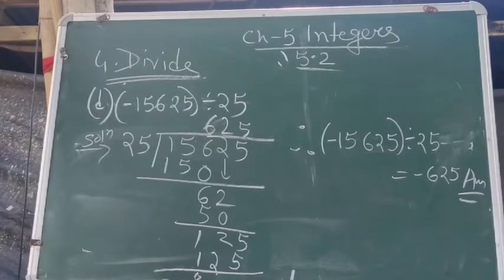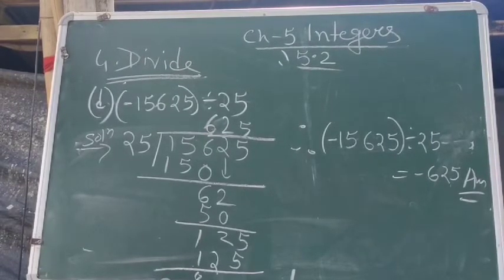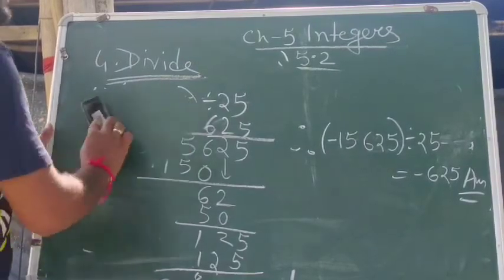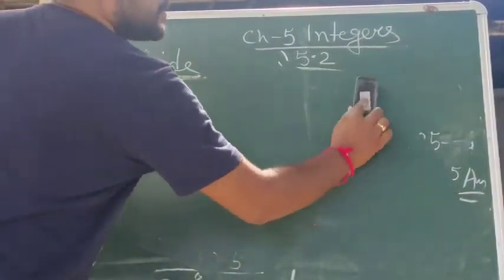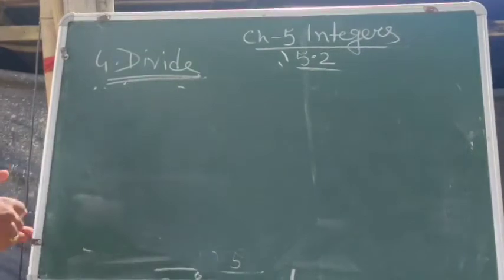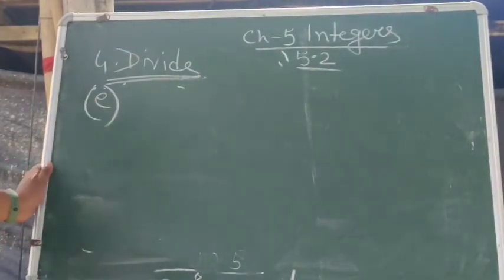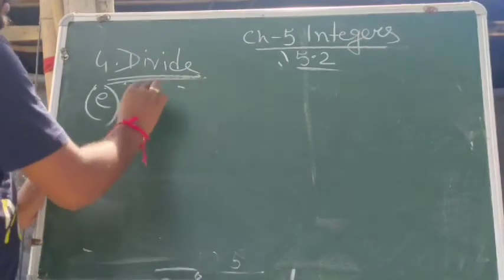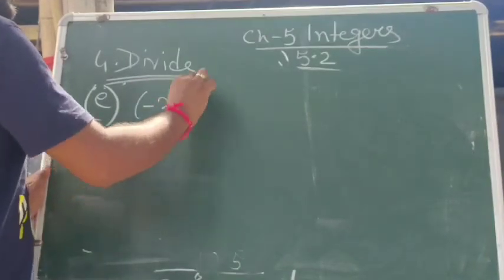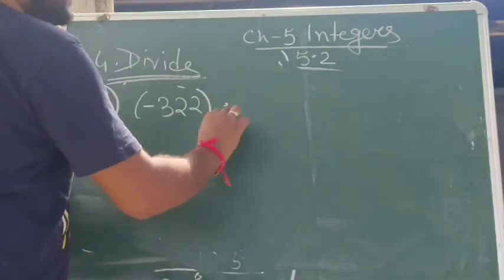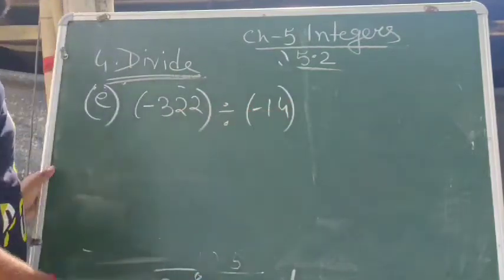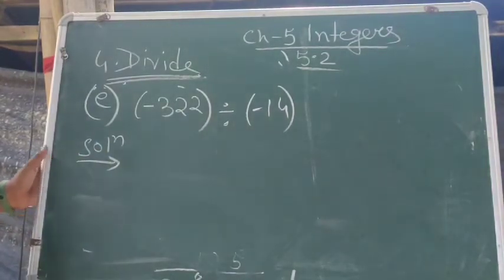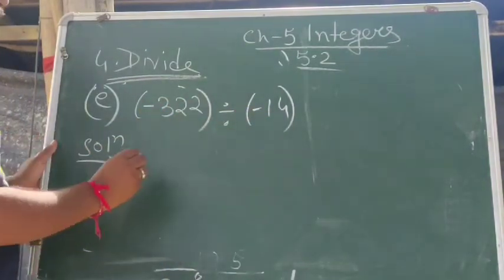Similarly, let's do question number E. Number E, minus 322 divided by minus 14. What is given in number E? Minus 322 divided by minus 14. So what to do? Minus 322 divided by minus 14. Minus divided by minus, obviously it will be positive only.